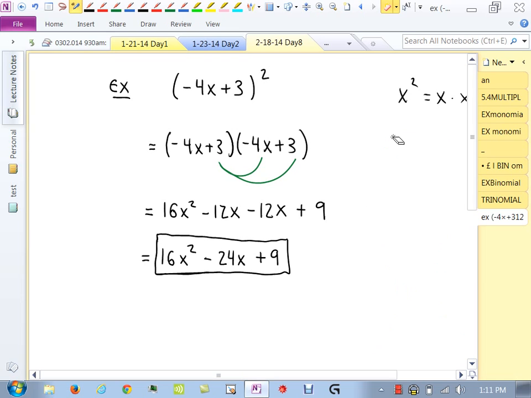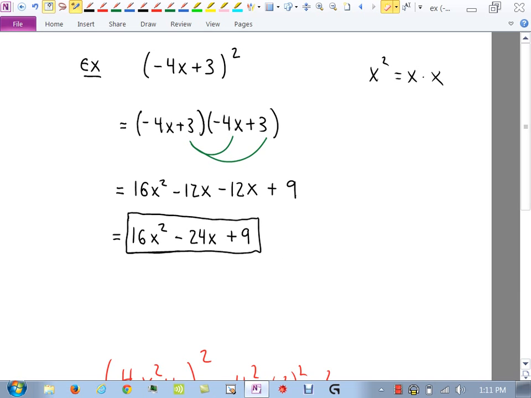Let's look at this for a second. See that problem there? Negative 4x plus 3 squared. When you look at that, the negative 4x plus 3, isn't that a binomial? Right? Negative 4x plus 3 is a binomial. Squaring something means, and I put it over here on the side, squaring something means multiplying it times itself, doesn't it? So if I say take this binomial and square it, I mean multiply it times itself right here like this.